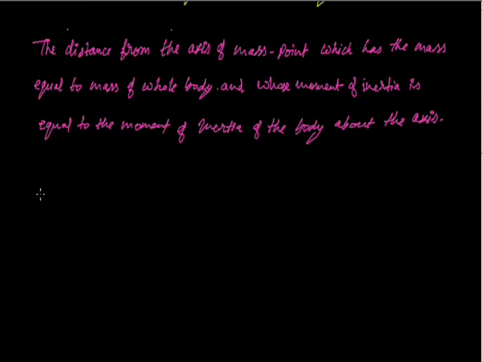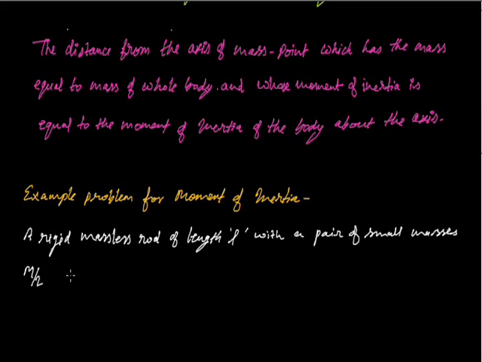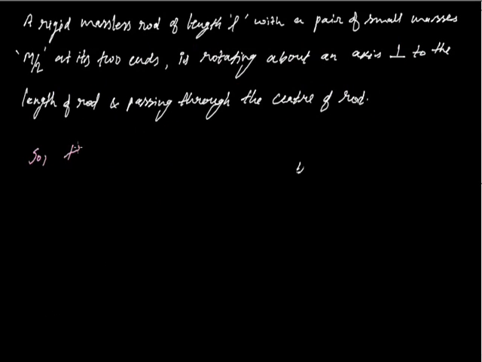Now we will do an example problem for moment of inertia. A rigid massless rod of length L with a pair of small masses m by 2 at its two ends is rotating about an axis perpendicular to the length of the rod and passing through the center of the rod.